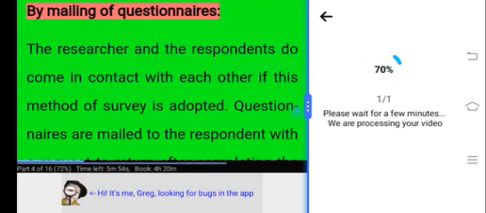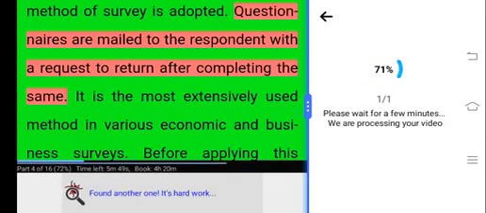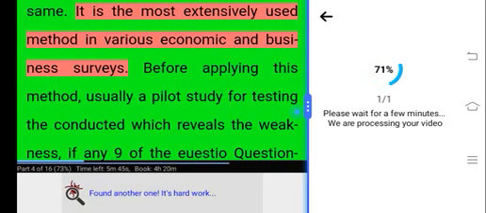By mailing of questionnaires. The researcher and the respondents do come in contact with each other if this method of survey is adopted. Questionnaires are mailed to the respondents with a request to return them after completing the same. It is the most extensively used method in various economic and business surveys.